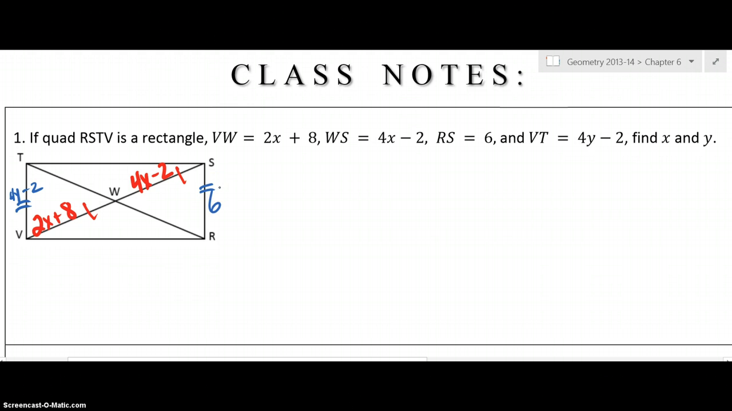If segments are congruent, that means that their measures are equal, so set them equal. So we will have 4y minus 2 equals 6, and we will have 2x plus 8 equals 4x minus 2. Those are two totally separate equations. You just solve like normal, so go ahead and do that.